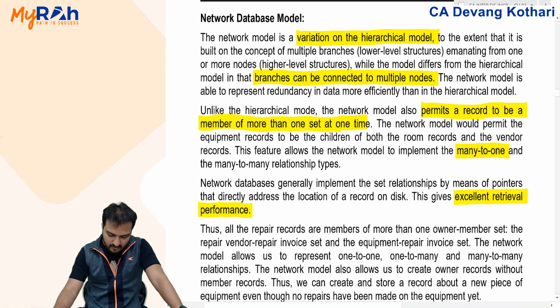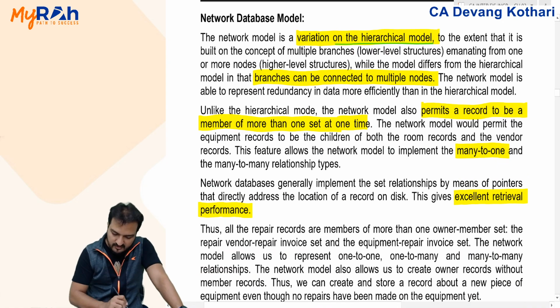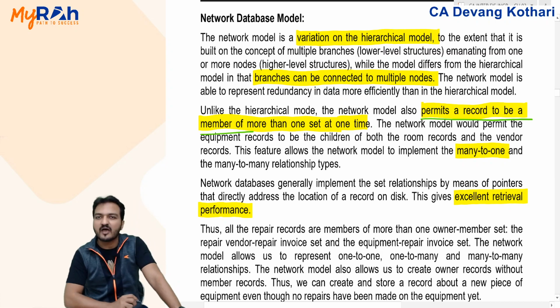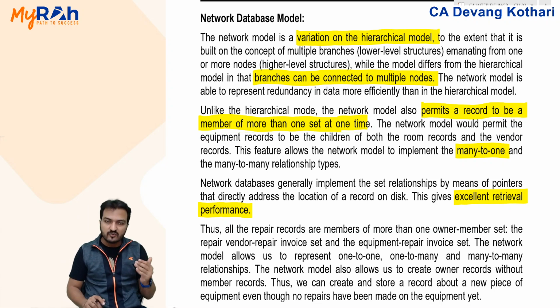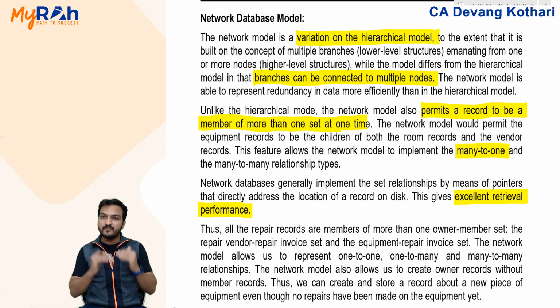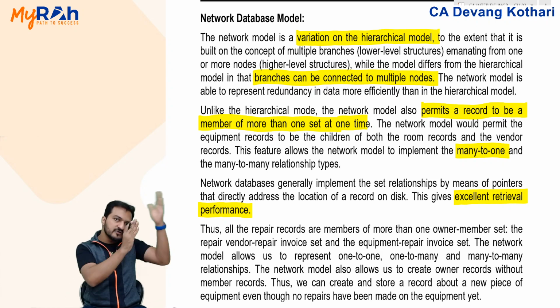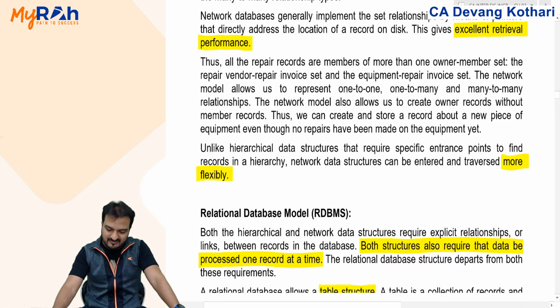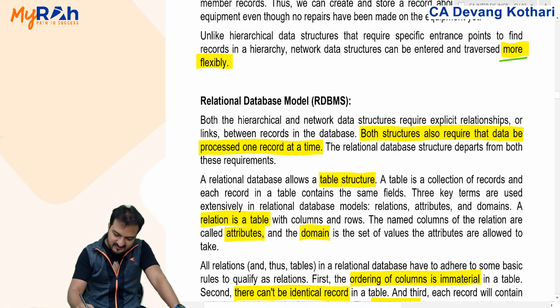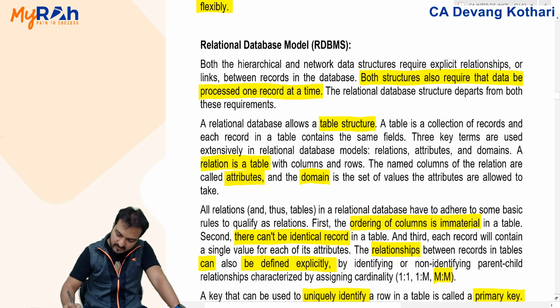Network model is a variation on the hierarchical model itself, where branches can be connected to multiple nodes. It permits records to be a member of more than one set at one time. For example, in the network model, it will permit repairer B to be part of machine 13 and machine 14, both. This creates a many to one relation. Plus, network model gives you excellent retrieval performance, and it is a little more flexible than the hierarchical model.